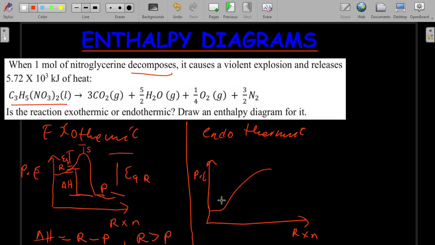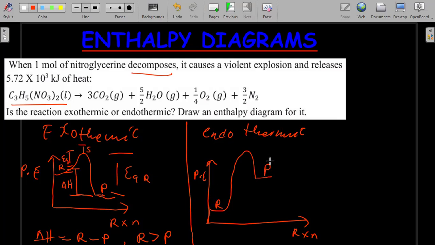So for the endothermic reaction, you find that the reactants are now going to have low energy, then the products are going to have greater energy. Let me just have a proper drawing there. You notice that the enthalpy diagram will actually look like this. Here you have reactants having low energy compared to the products. In the exothermic reaction the products are low energy, but here the reactants have low energy, and the products have greater energy.